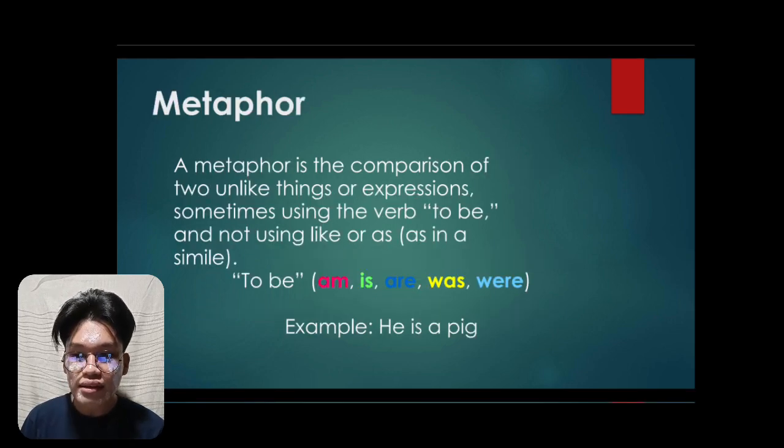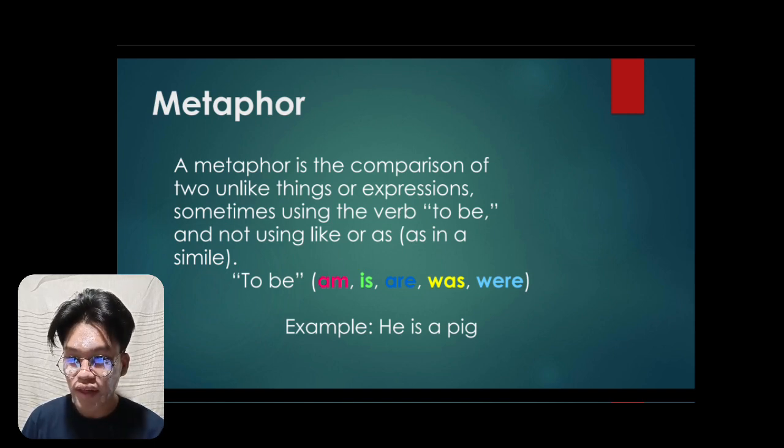A metaphor is the comparison of two unlike things or expression, sometimes using the verb to be and not using like or as. So in the previous slide, we have tackled that simile is the comparison of two unlike things using like or as. Now in metaphor, it serves the same thing. However, it doesn't use like or as.